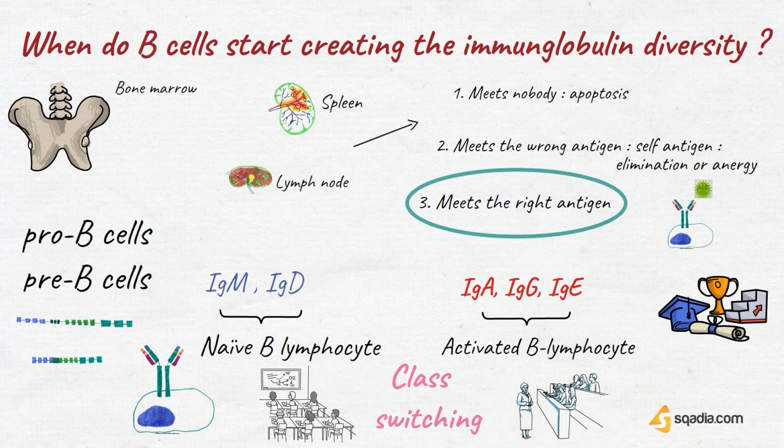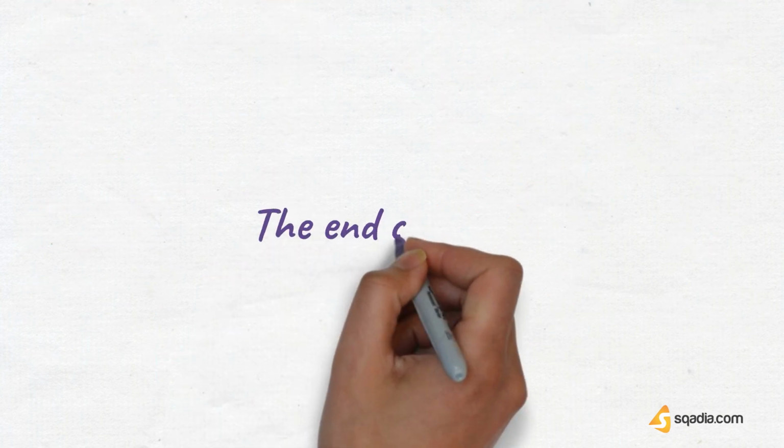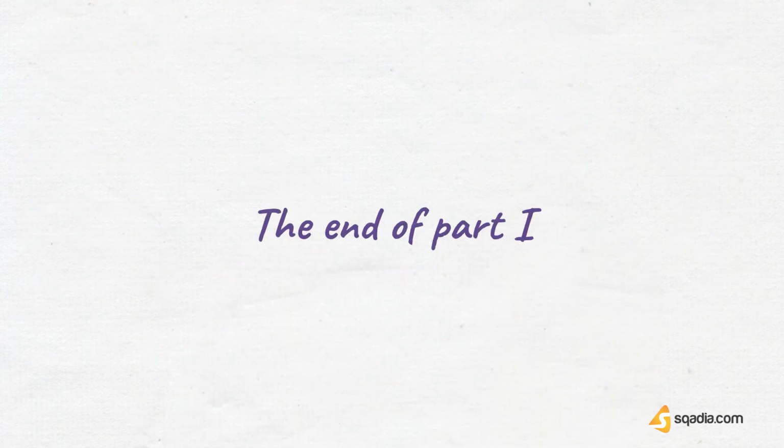Great. So that was the end of part 1. Next, we're going to see what happens in the germinal center of the B cell and a way to remember it easily. Thank you for watching.